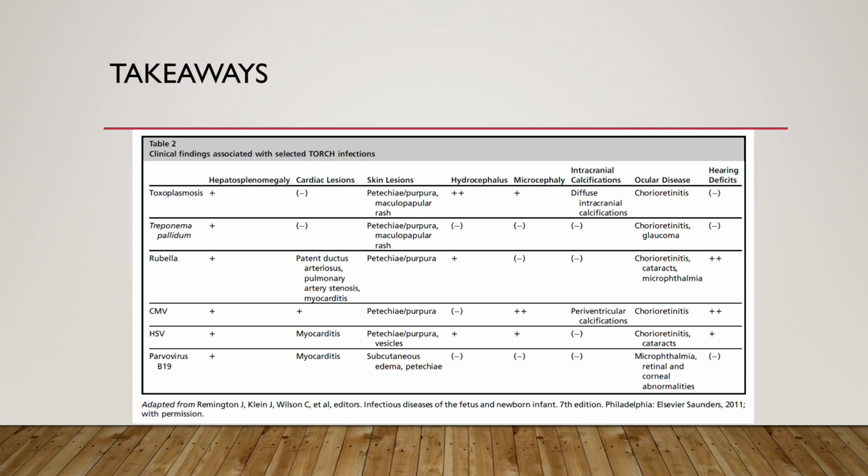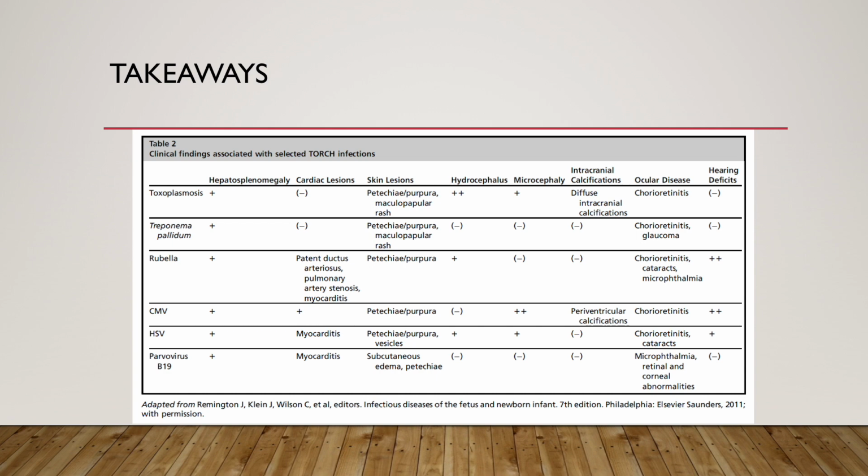CMV can cause deafness as well as rubella, but it can also present with calcifications in the brain. To separate this from toxoplasmosis, you have to remember that these calcifications are periventricular, meaning you'll see small white spots studding the borders of the ventricles. For HSV, which is herpes simplex, you will often see a vesicular rash on the newborn. And if not, you can see myocarditis and ophthalmic manifestations such as cataracts and chorioretinitis.